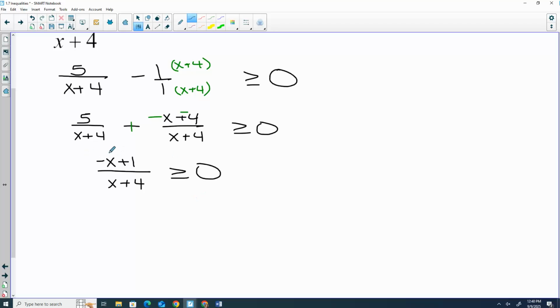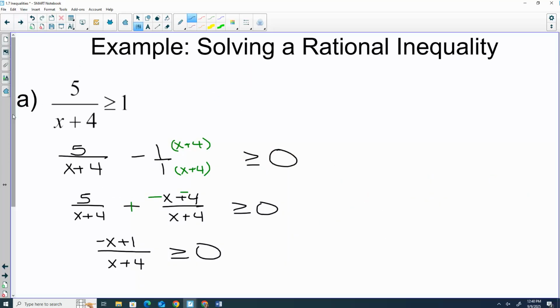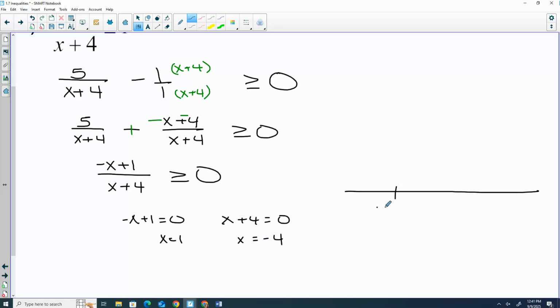So my goal, I want a fraction on one side, 0 on the other. Now when it was a quadratic, once we got 2 parentheses, we set each of them to 0, right? We're doing the same thing here. We're going to set the numerator and denominator to 0. So if the numerator equals 0, denominator equals 0. So that gives me 1 and negative 4. Those are the points I'm going to use on my sign line. Always put the smaller one on the left. So top and bottom of our fraction equal to 0.